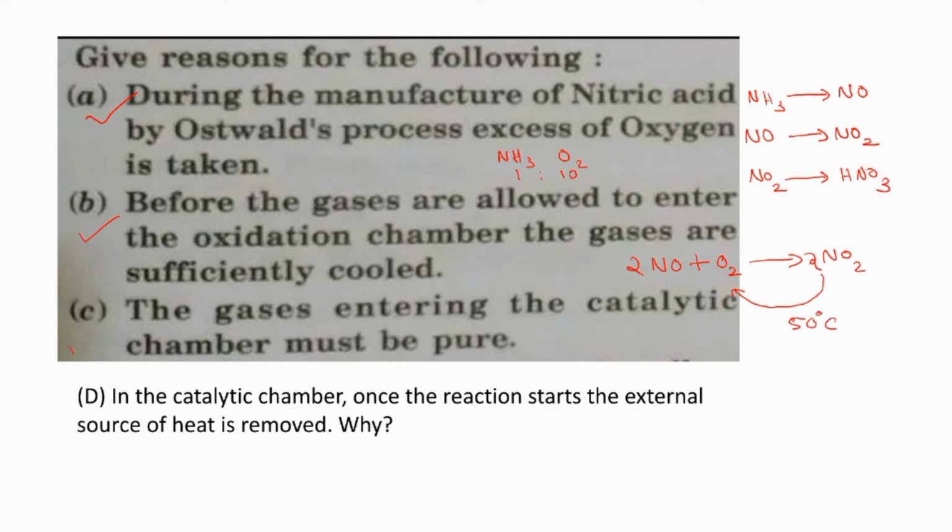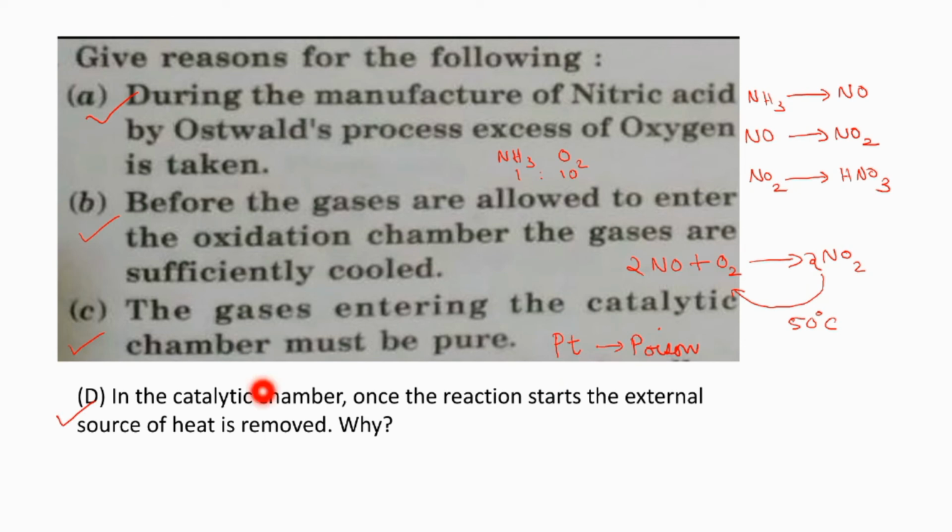Now, see the next one. The gases entering the catalytic chamber must be pure. So, how to write the answer? You can tell that any impurities that are present in the gases can poison the catalyst, platinum, you should write. Okay, that is also finished. Read the next one.